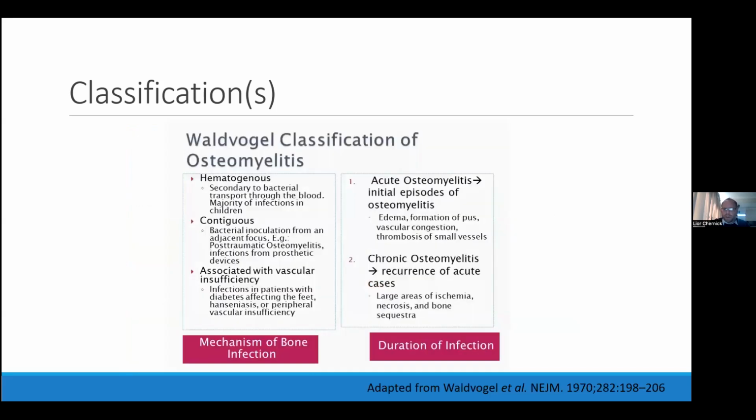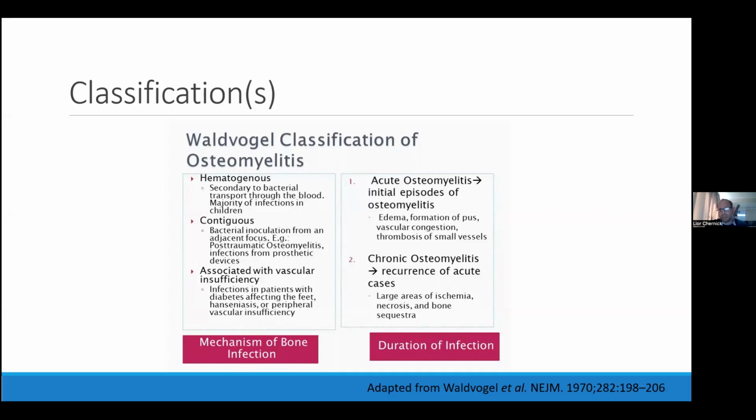The Waldvogel classification, I find, is a bit more applicable in terms of understanding the pathophysiology of the disease. It relates more to the mechanism of bony infection, and this dictates more of how to approach it, so it made more sense to me. Firstly, hematogenous, which is more common in children, although we do see it in adults with bacteremia, staphylococcal bacteremia, etc.